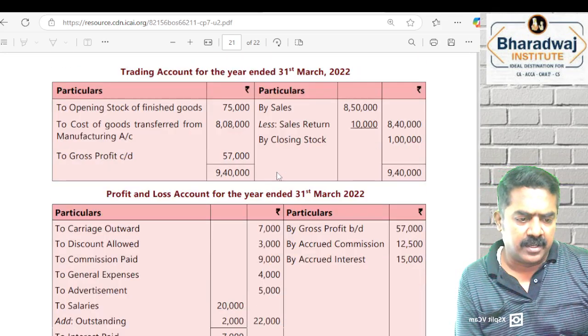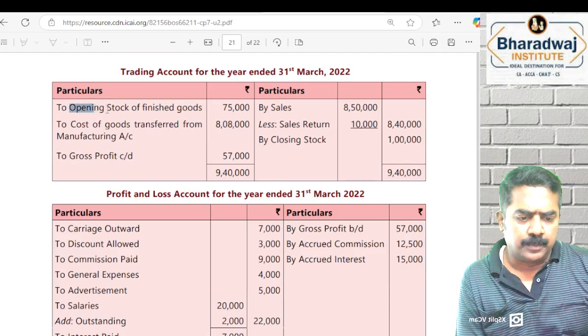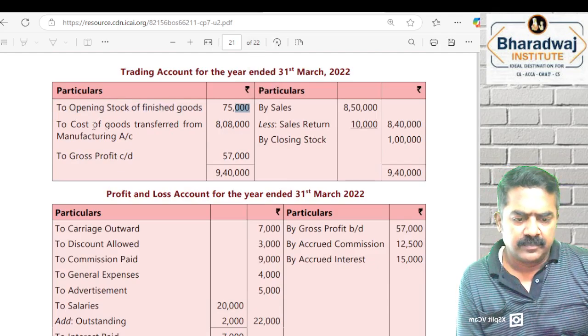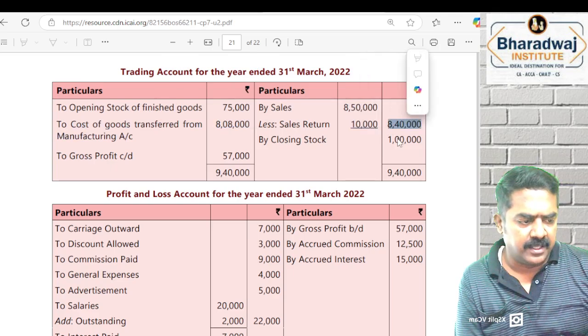Check your answer for trading P&L account. Opening stock of finished goods will come. Cost of goods manufactured 8,08,000 charge பண்ணுவோம். Sales returns less பண்ணீங்கன்னா 8,40,000 வரும். Closing stock, you get gross profit 57,000.